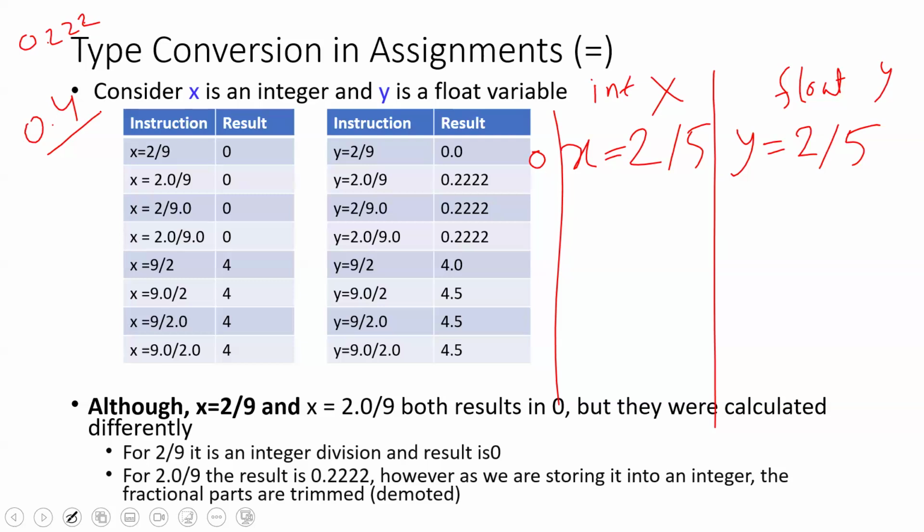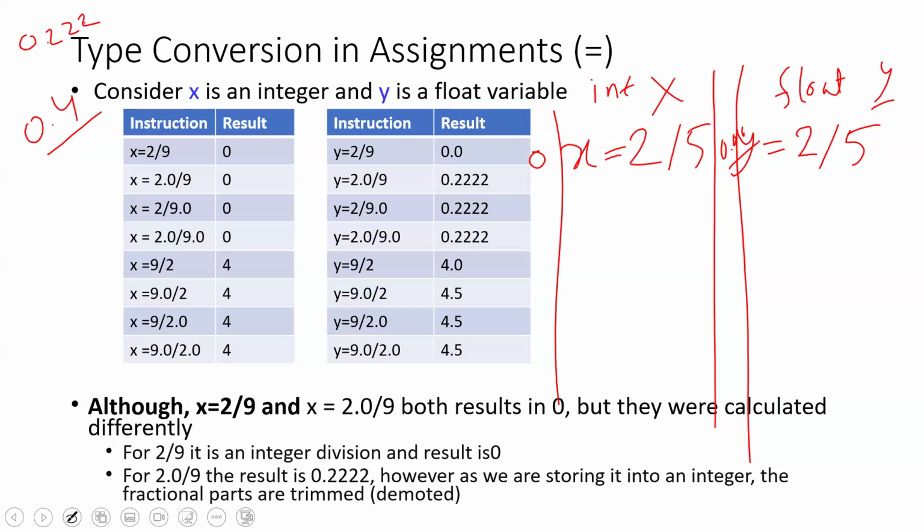Let's see how many of you can answer this correctly. What will be the value of y? So y is float, and y equals 2 divided by 5. Raise your hand if you think y will be 0.4. Raise your hand if you think y will be 0.0. That is correct. So y will be 0.0. So why?